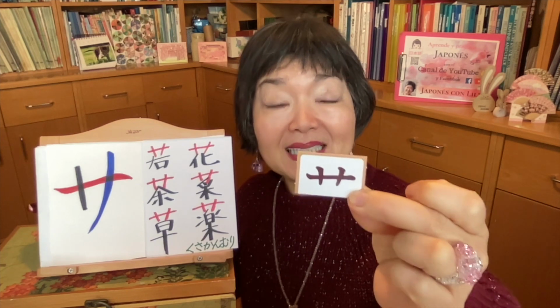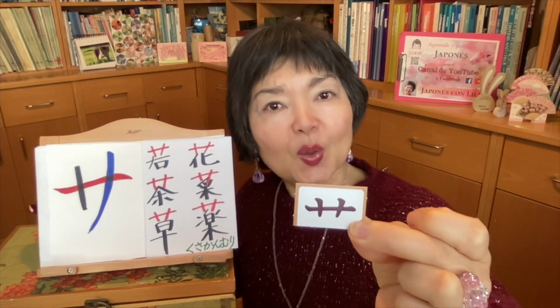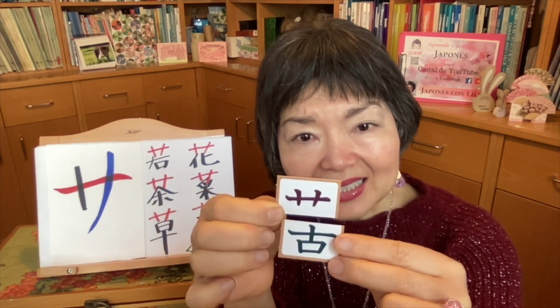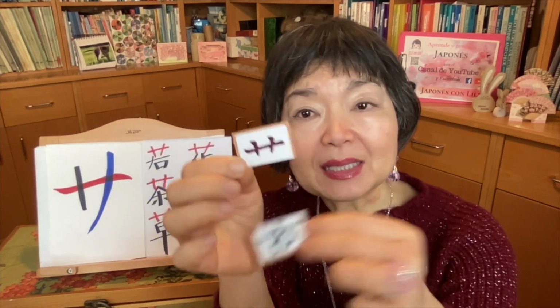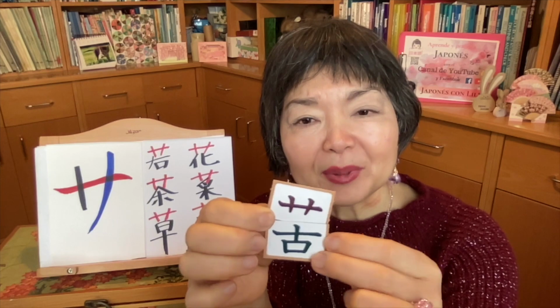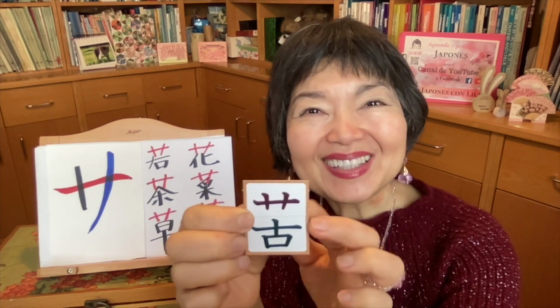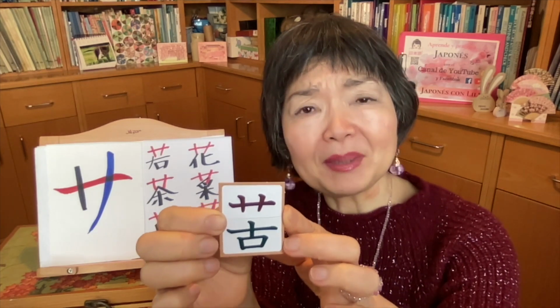And this means something to do with herbs or flowers. For example, this one and this one. This kanji is old. So some old herb, very old herb. And together, this is nigai, bitter.